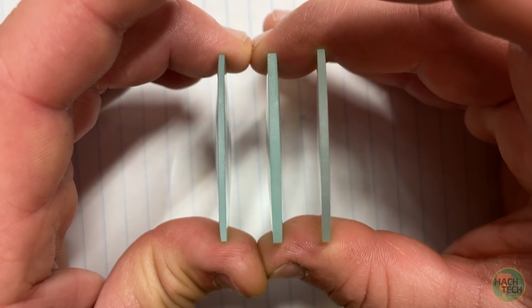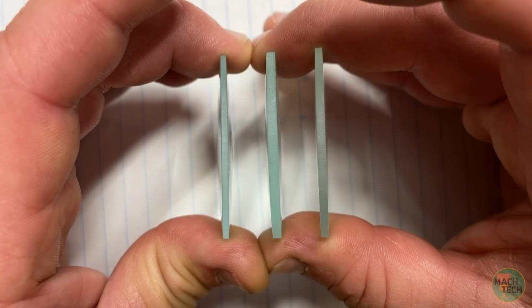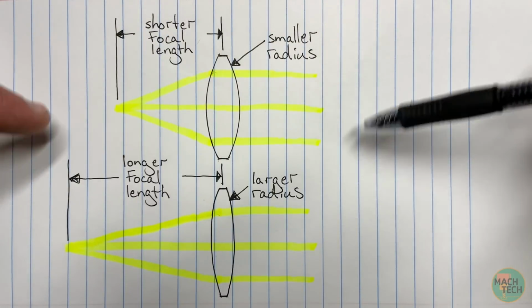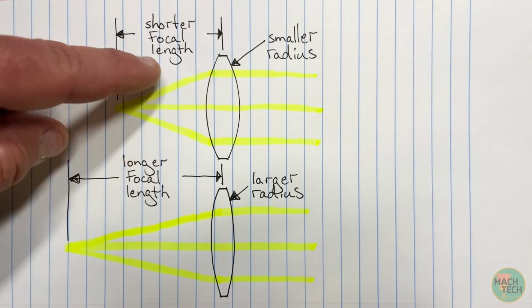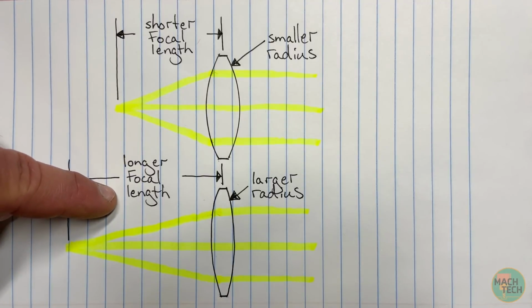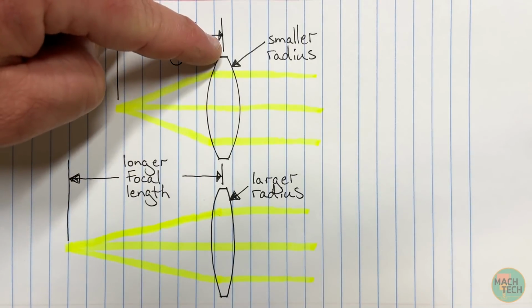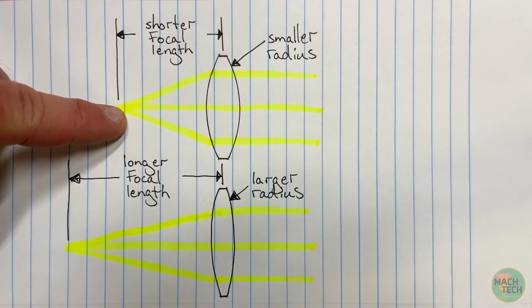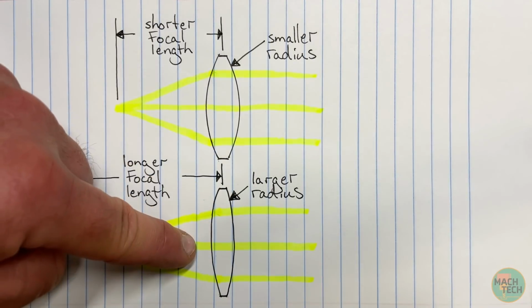So what this shows is that the curvature of the lens determines its focal length. This relationship probably isn't that surprising to you, that a smaller radius of curvature means a shorter focal length, and a larger radius of curvature means a longer focal length. It's sort of intuitive that the more a lens curves, the more sharply it bends light, and therefore the light rays will converge at a shorter distance from the lens, and vice versa.